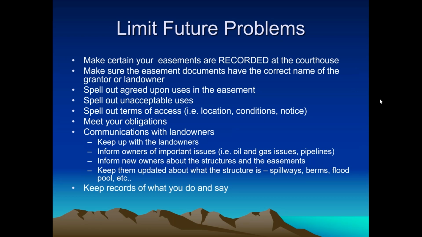One of those important issues may be about oil and gas lines coming in. I find that if you have a good working relationship with a landowner, they usually hear about things earlier than you do as a project sponsor, and they'll come in and say, hey, I just heard from ABC Wind Energy Company and they're wanting to come out and put wind turbines out here. Well, that allows you as a project sponsor to know that you probably also need to contact ABC Wind Energy Company to make sure that there's not going to be any issues with what they're wanting to do with your water retention structure. You want to inform new owners about the structures and the easement.